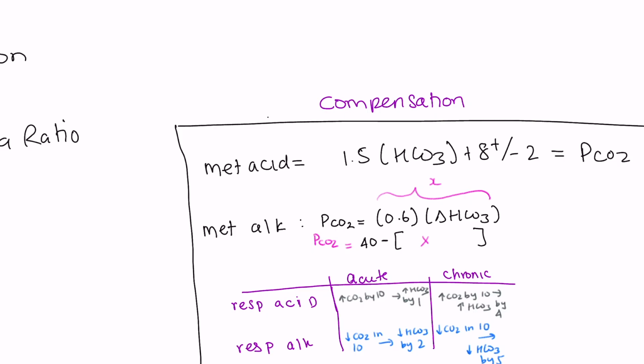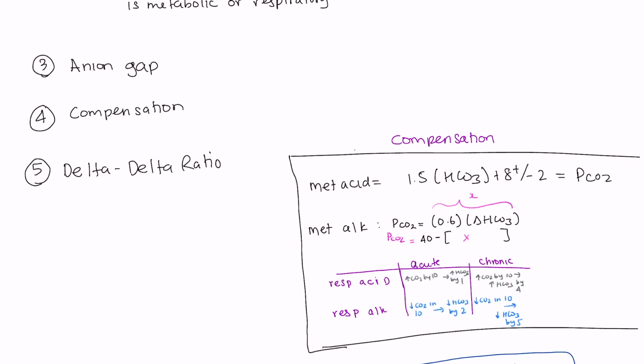These are some helpful equations to memorize, but if you're strapped for time, I would definitely memorize the Winter's formula, which is the compensation of the metabolic acidosis. But these compensation formulas are handy to have in the back of your pocket, so you can see if there's any compensation going on, or if there's another acid-base disturbance going on.